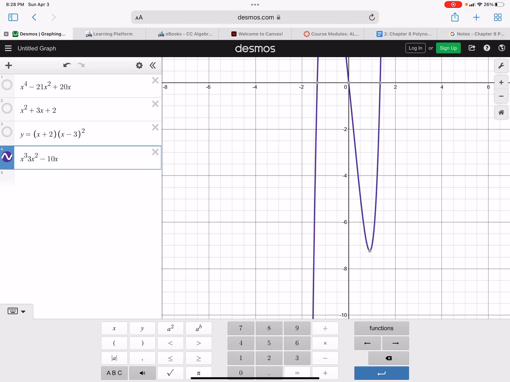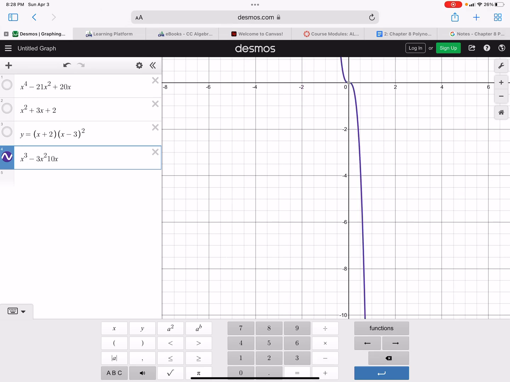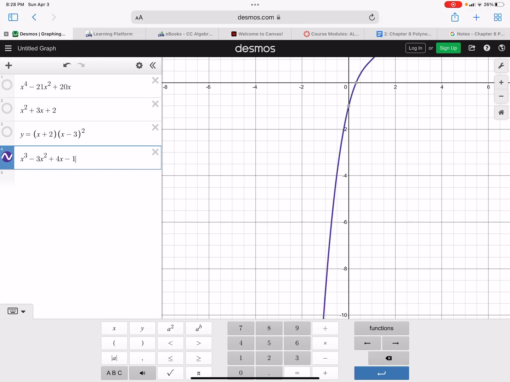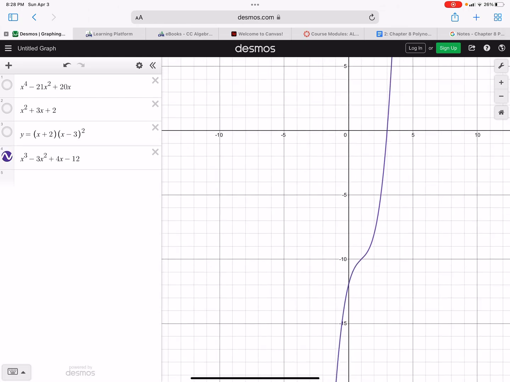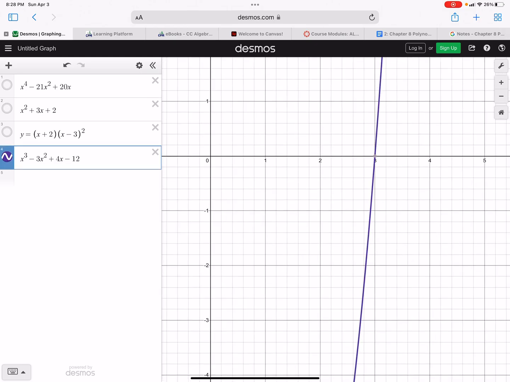So let's go minus 3x squared plus 4x minus 12. There we go. Okay. That's what we see. So we know we need 3 roots, but what's the unfortunate part? We only see one of them right there at positive 3, right?